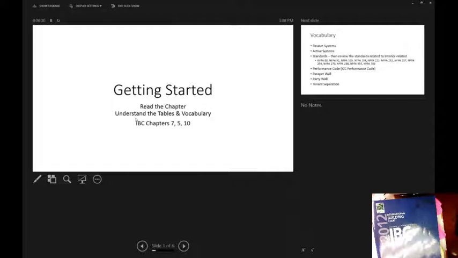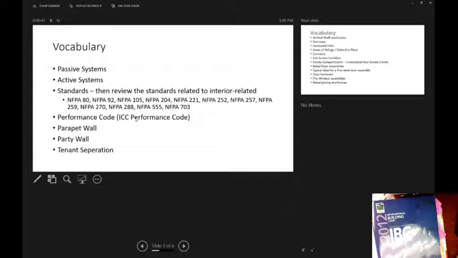And then there's a few vocabulary words. Now, in order to get a full understanding, I am going to give you in this little video, in this PowerPoint, so you can download the PowerPoint, I would look up every vocabulary word and make sure you have a complete understanding of that. Okay, vocabulary. Make sure you know the difference between passive systems and active systems.